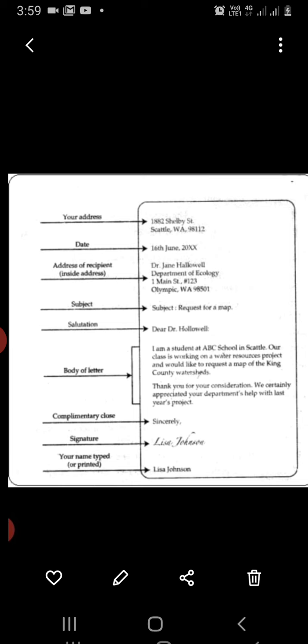After that, again skip one line and write the subject, regarding what you are writing in your letter. That subject will be mentioned over here. After that, the heading salutation comes. In salutations generally we write dear sir or dear ma'am. These are the most common forms. And if the person who will read the letter is known to you, you can address him by name.